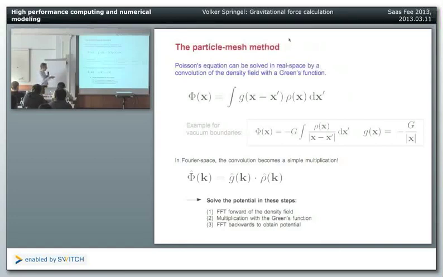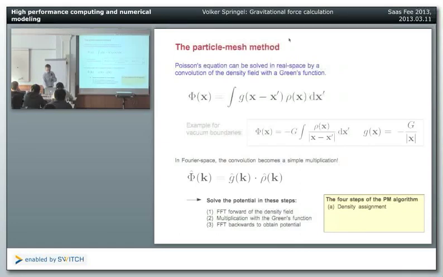We take the density field. We need to obtain this somehow. We Fourier transform it forward to obtain this rho hat. And then we multiply that with the Green's function, g hat. What we obtain is phi hat. And then we need to apply the inverse Fourier transform to get from phi hat back to the potential. And indeed, this is what the particle mesh method does.